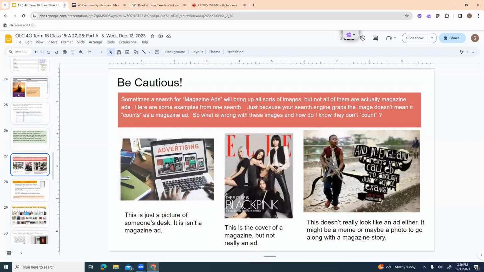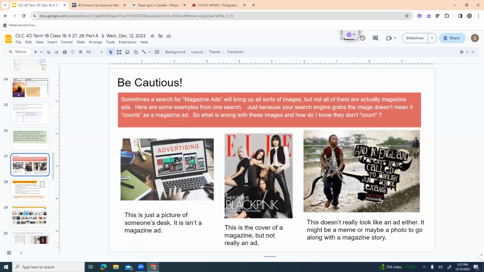So if you are looking for things on the internet, you need to be a little bit cautious because if you just write magazine ads in the search bar, it will bring up all sorts of images, but not all of them are actually magazine ads. So here are some examples from one search that I did. Just because your search engine grabs the image doesn't mean that it counts as a magazine ad. You still have to use your best judgment as to whether it really is one.